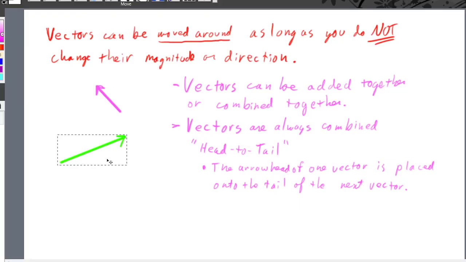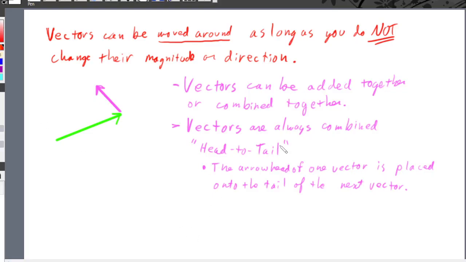All right. And so I'm going to take the green one, and remember I can slide vectors around as long as I don't change their magnitude or direction. And I'm just going to slide it up to where the head of the green vector is against the tail of the pink purple vector. And so I have now added those two together. Now what has to happen is we have to sketch in the resultant, or the overall result.